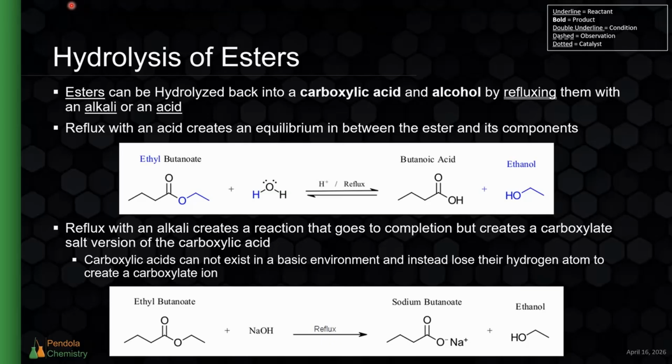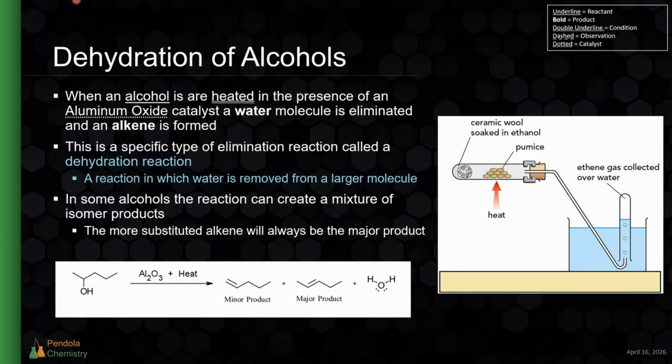And then the next reaction we're going to look at is a dehydration of an alcohol. Now, this reaction is something that we saw the reverse of in chapter 15. The dehydration of an alcohol is the opposite of the addition of steam to an alkene. When an alcohol is heated in the presence of a catalyst, which specifically is aluminum oxide, we can make water be eliminated from that alcohol and create an alkene.